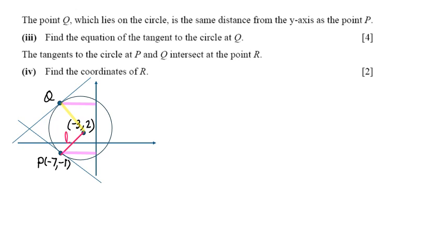Okay, so what are we asked to find in part 3? Find the equation of the tangent to the circle at Q. So basically, we just need to find the equation of this line. This is the equation that we need to find. So we need to know the gradient. Okay, so the one highlighted for you in yellow is your radius, right? And the one that I labeled L is also the radius. So these two values are the same, right?